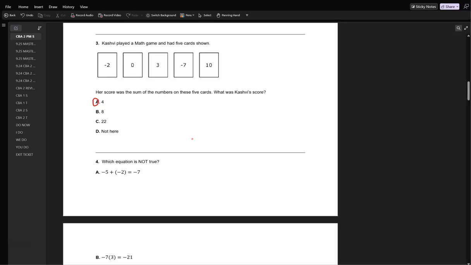Again, you can pause to read this here. Basically, they want the sum of the scores. So, right, this word right here, very important. So we've got this value, negative 2 plus 0 plus.